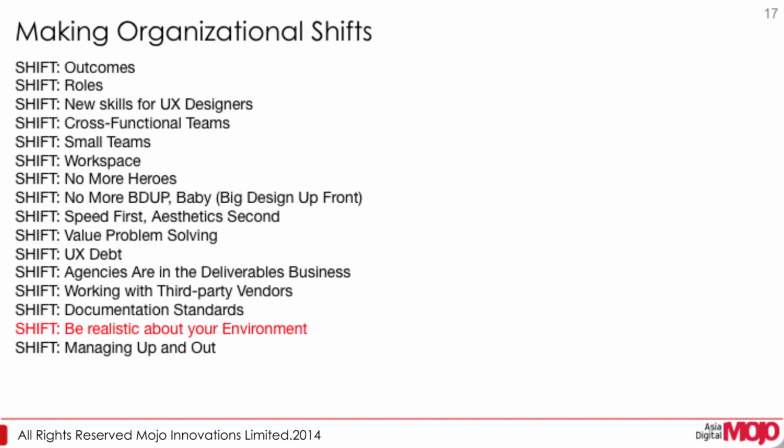So you need to know your limitations, know your resources and materials, and try to save time and resources. And in the end, managing up and out, so not only internally but also externally, you need to communicate your organization as a lean startup.